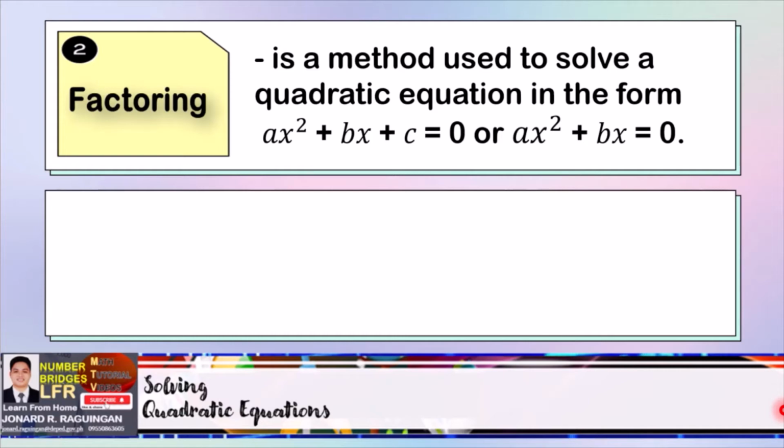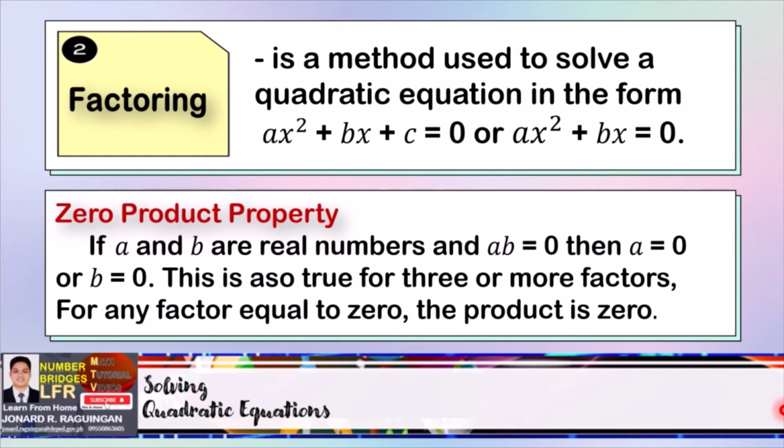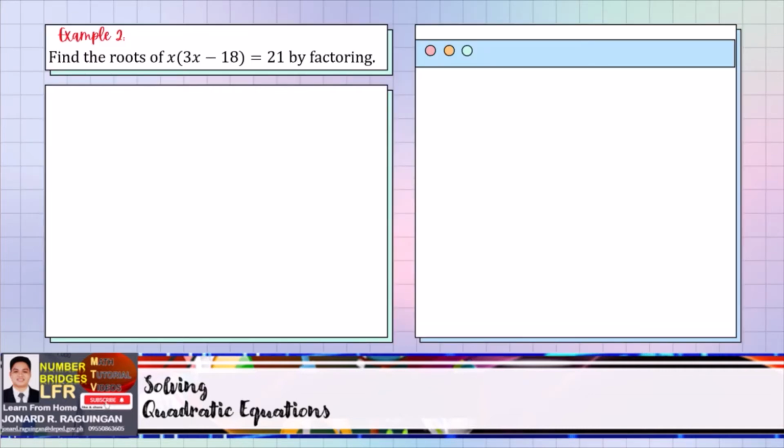Zero product property states that if a and b are real numbers and a times b is equal to 0, then a is equal to 0 or b is equal to 0. This is also true for 3 or more factors. For any factor equal to 0, the product is 0. Let's have an example. Find the roots of x times the quantity 3x minus 18 is equal to 21 by factoring.